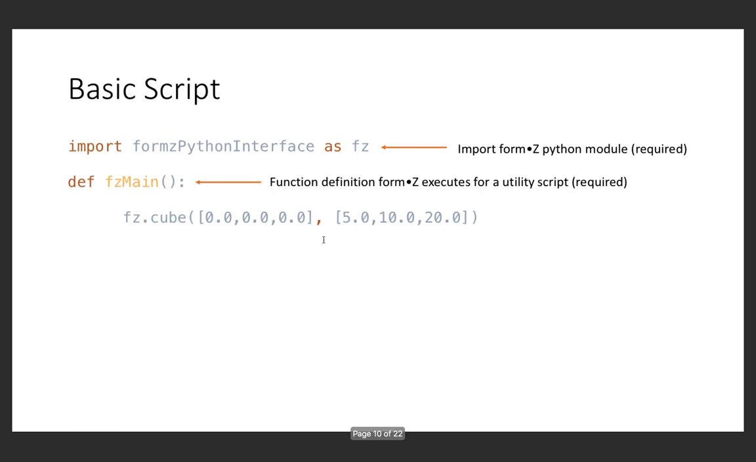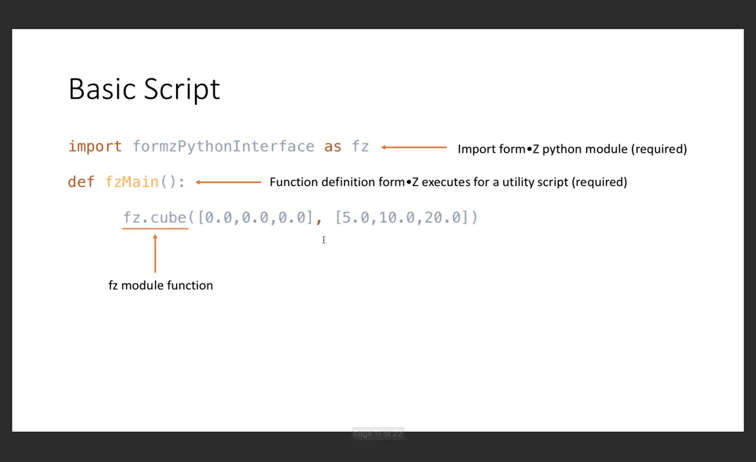The next line is a function definition. The word def in Python is a definition. In this case, we're declaring a function, and that function has to have the name fcmain with a capital M. This is a function that FormZ is going to look for when it goes to execute a Python utility script. It's going to find that function, and that's the entry point. That's where everything is going to flow from. If you've done some Python scripting before, this step may not be necessary, but in FormZ it is. So we make sure we're starting at a good starting point, and that the script we're using is designed to work with FormZ.